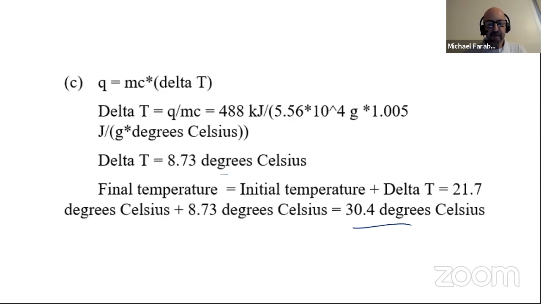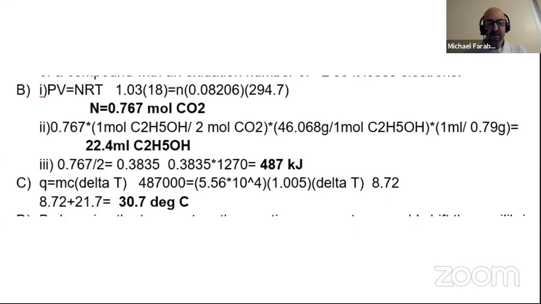Looks great. This person also looks good. They've got a typed answer. I see the 0.767 for moles. That was done all on one line. Looks great. I see that 22.4 milliliters. I see 487 kilojoules. They might have lost a point here because it's actually around 30.4.